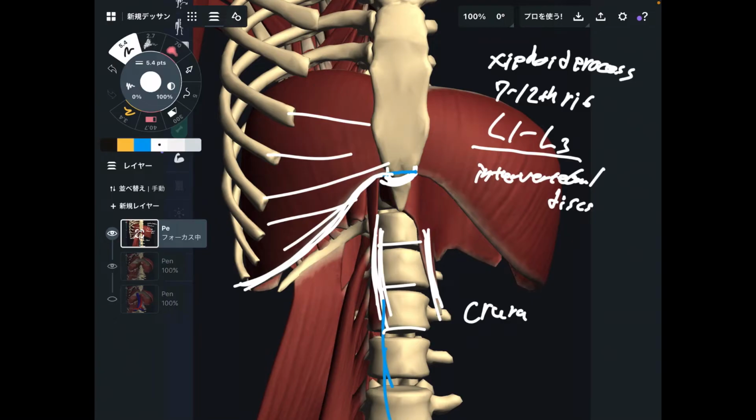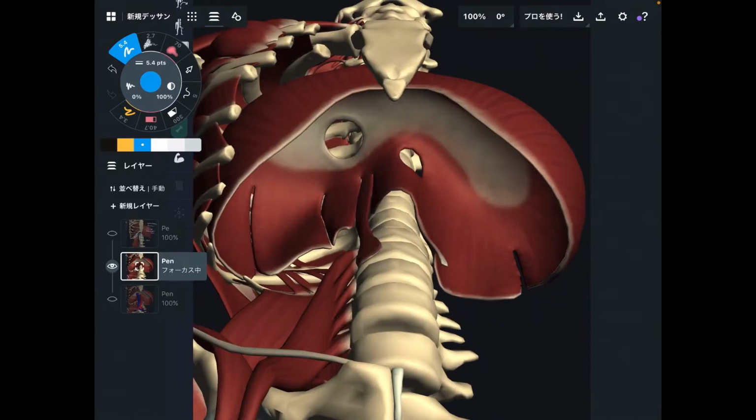There are many other origins. Let's say there are kind of a two-arch structure on inferior part of diaphragm. It's a little bit hard to see. Let me change angle. This is better. This is inferior view. There are kind of arch structure on inferior part. This yellow part is called medial arcuate ligament.